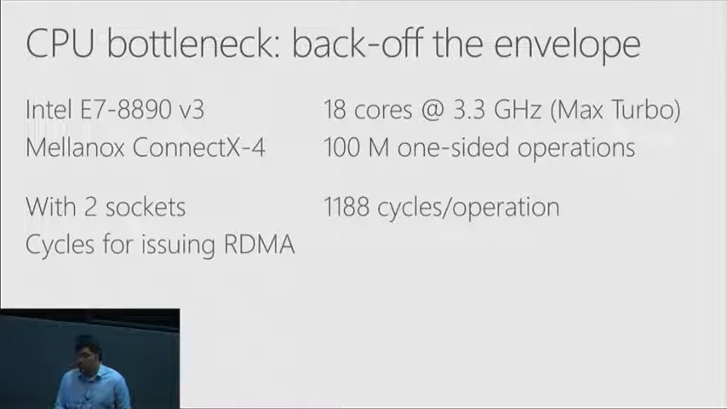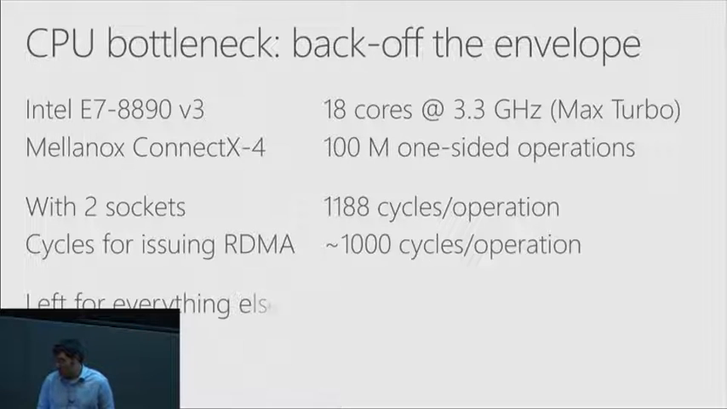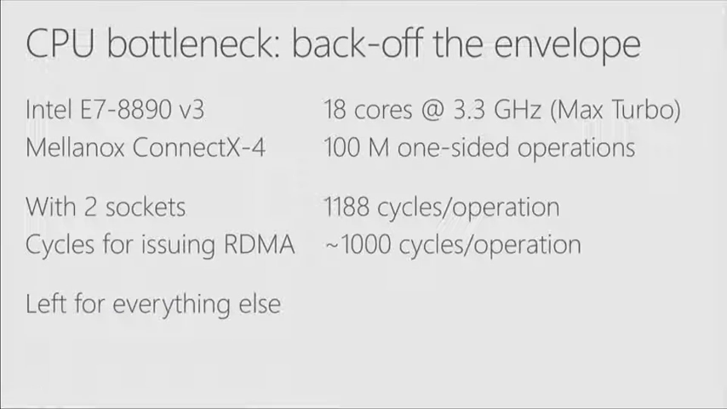But keep in mind that actually to issue a single RDMA operation, we need to spend more than 1,000 cycles. And this means that a system that is only issuing RDMA operations is already CPU bound. So basically, the CPU here is the bottleneck. There are no CPU cycles left to perform any useful application work.